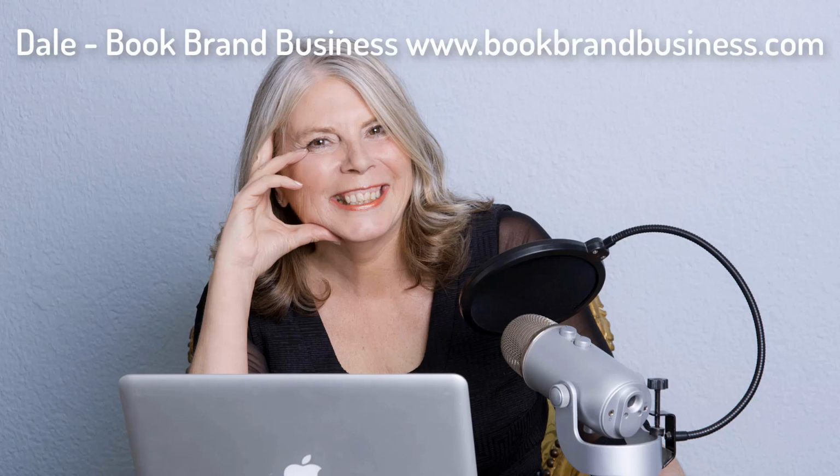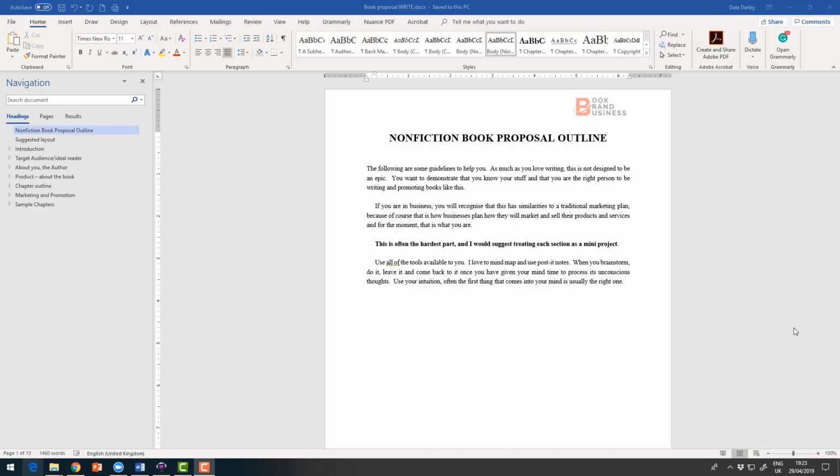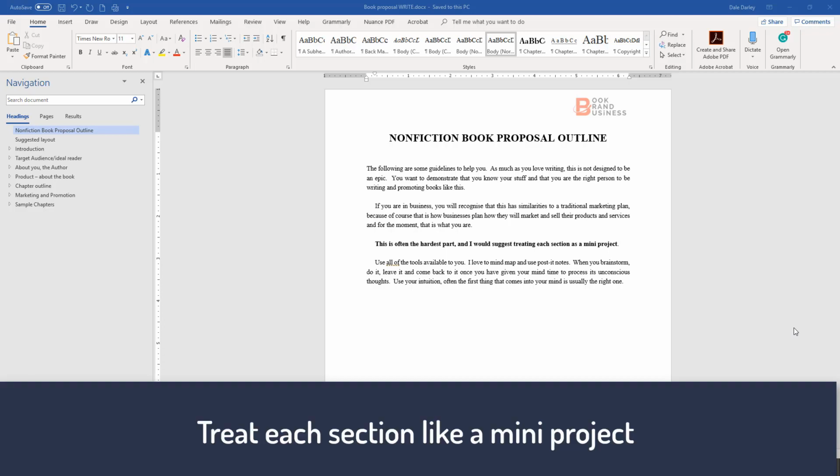Most people won't complete a book proposal unless they are looking for an agent or a publisher. But this is something that I highly recommend that you do regardless. It will really help you to focus your mind and decide that this is the right book. So when you open up the book proposal document, take each section and treat it like a mini project. Put some time aside, read through what needs to be completed, and then start to do it.